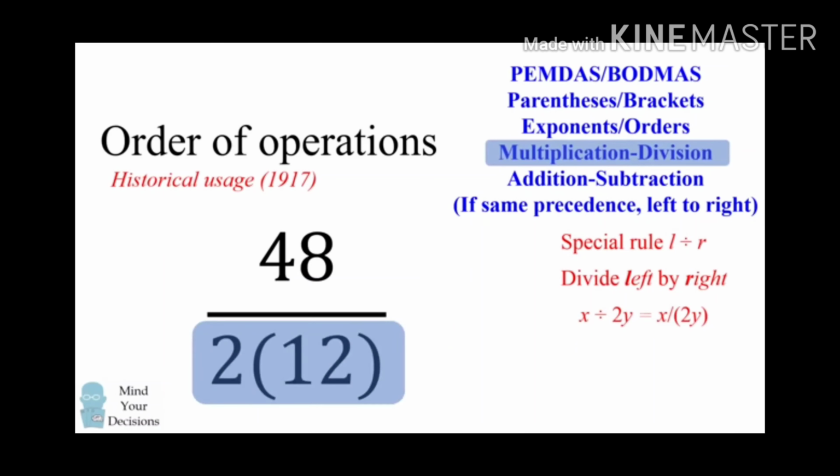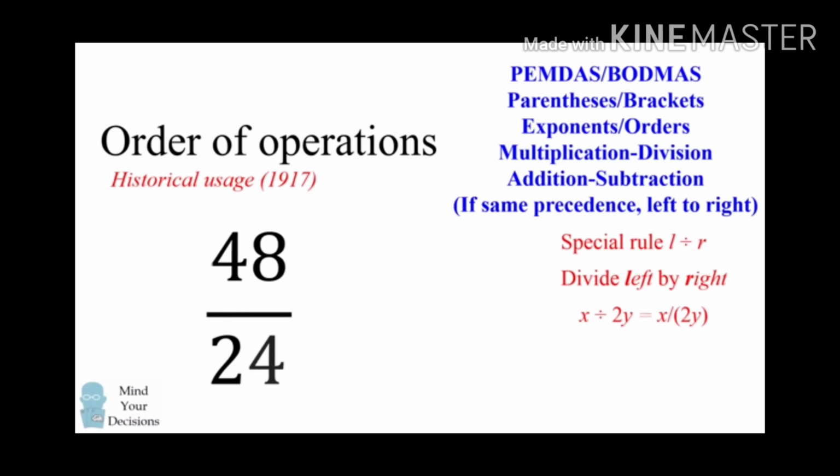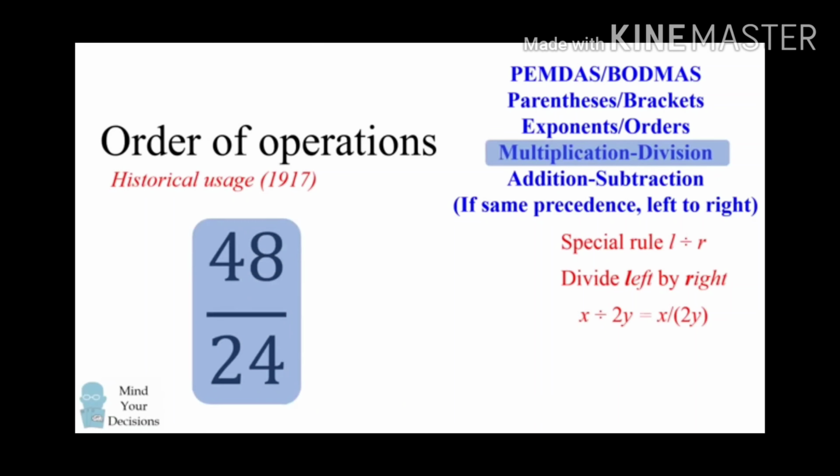2 times 12 will be equal to 24. And then we finish out 48 divided by 24, which is equal to 2. So this would have been considered the correct answer historically using the kind of inline typesetting of the division symbol.